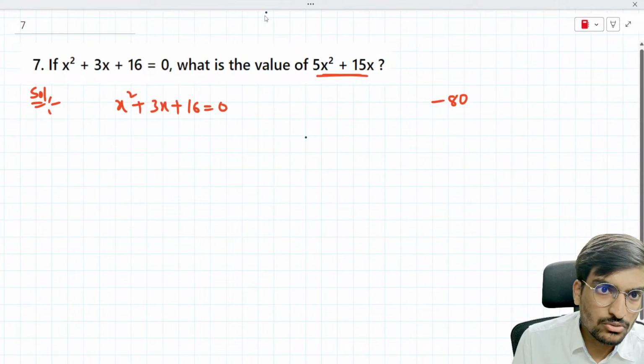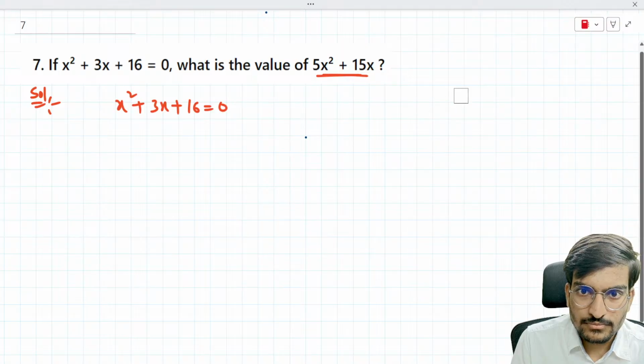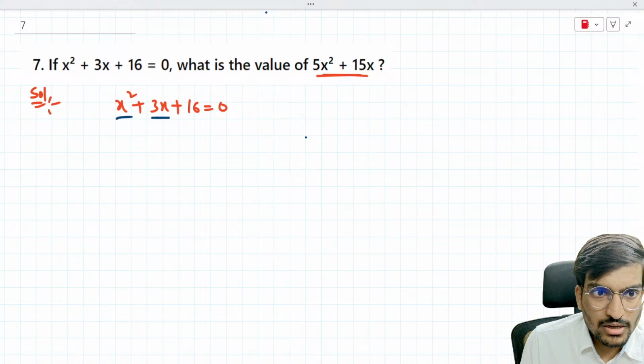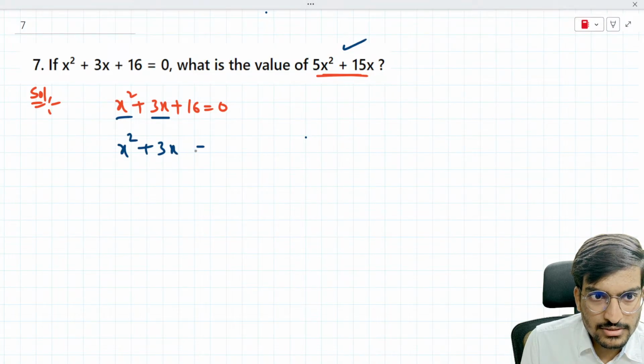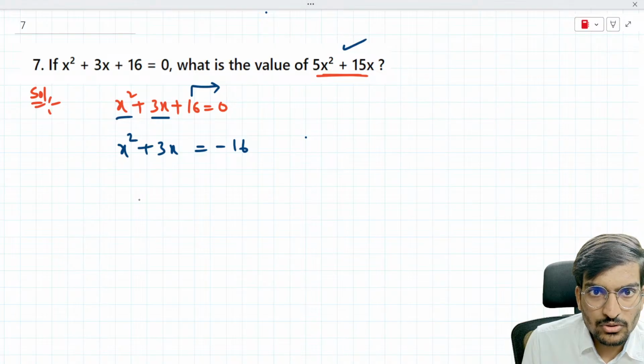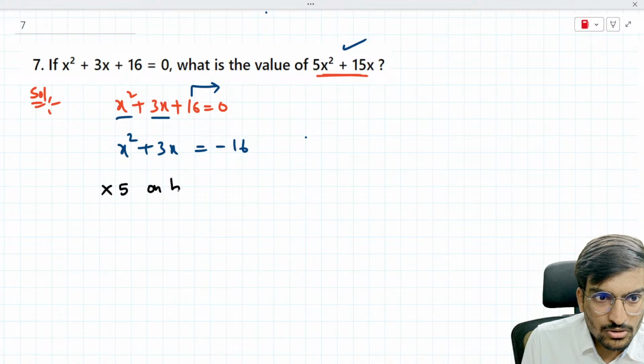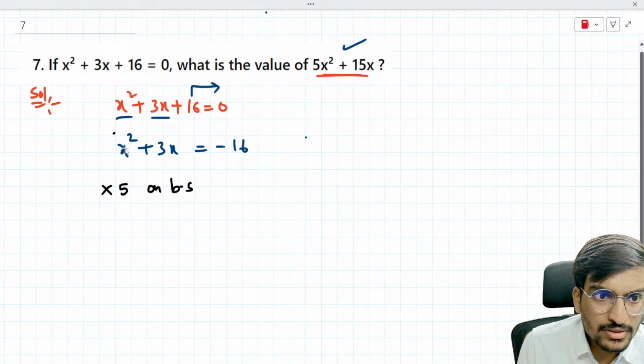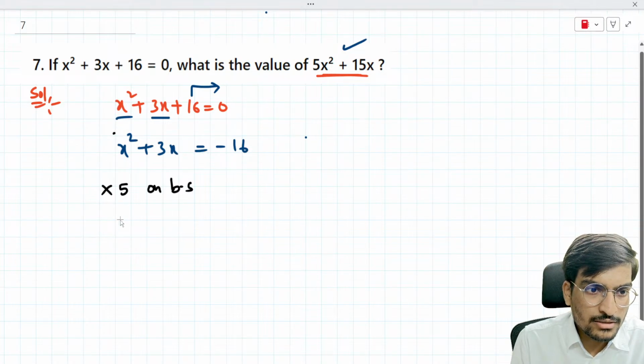So I'm trying to do it with the method 2 which I did. Let me see what I'm going to get. So I have x square, I have this 3x, almost the same thing. So x square plus 3x equals negative 16. I just transpose 16 to the other side. Now I'm going to multiply by 5 on both sides. Why? If I do that, what happens? This complete equation will look like the question that they gave.